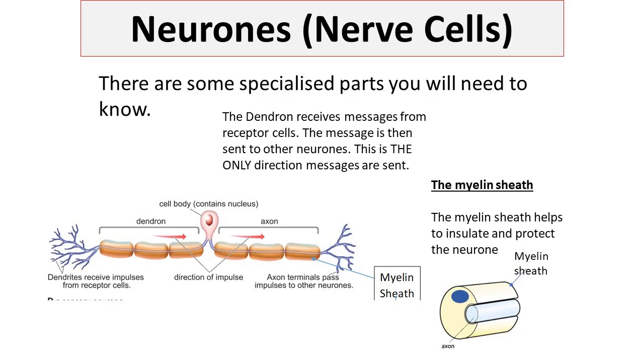So you might want to pause here, you might need to rewind even, but the key words you need to write down are dendrites, dendron, axon, and cell body.